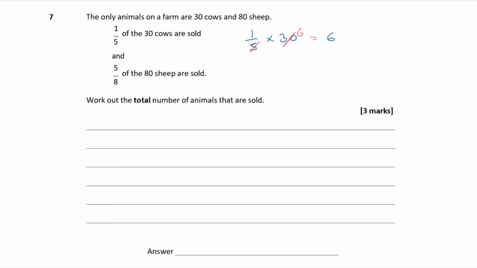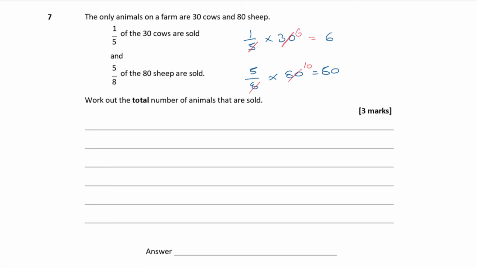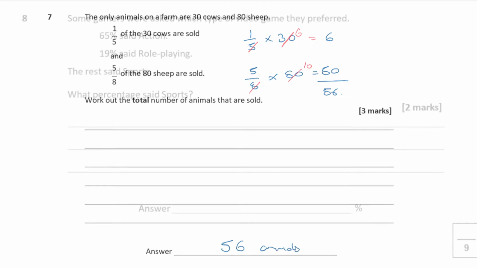Okay, and then 5/8 of the sheep. So 5/8 of the sheep are sold. Okay, so 8 goes into 80 10 times, and 5 times 10, that's 50. So they sold 50 sheep and 6 cows, so then the total number of animals sold is going to be 60 plus 50. It's 56, isn't it? So that's the total then. 56 animals were sold.